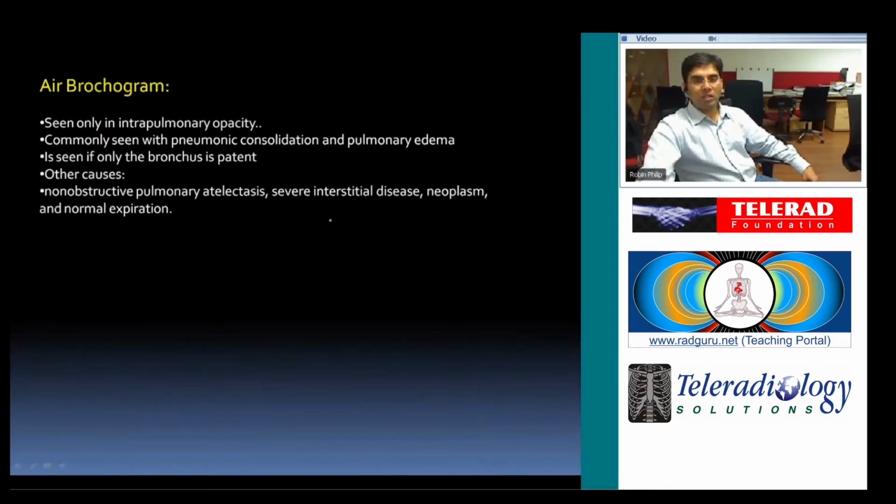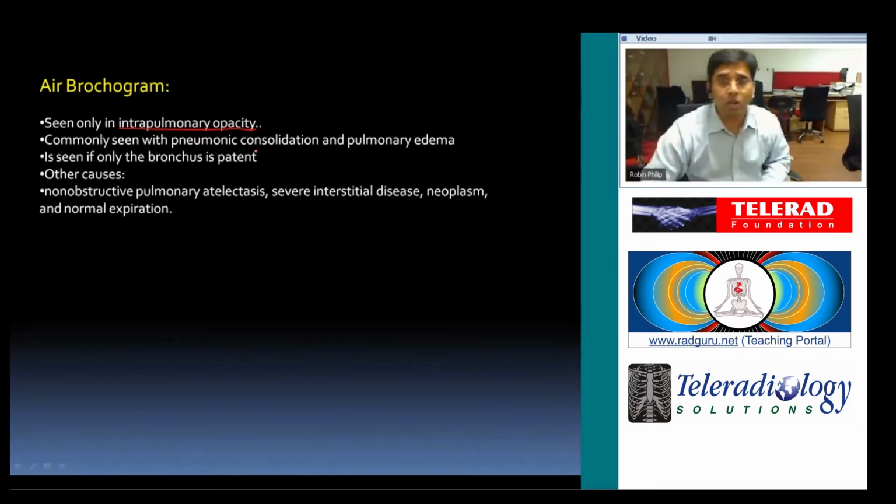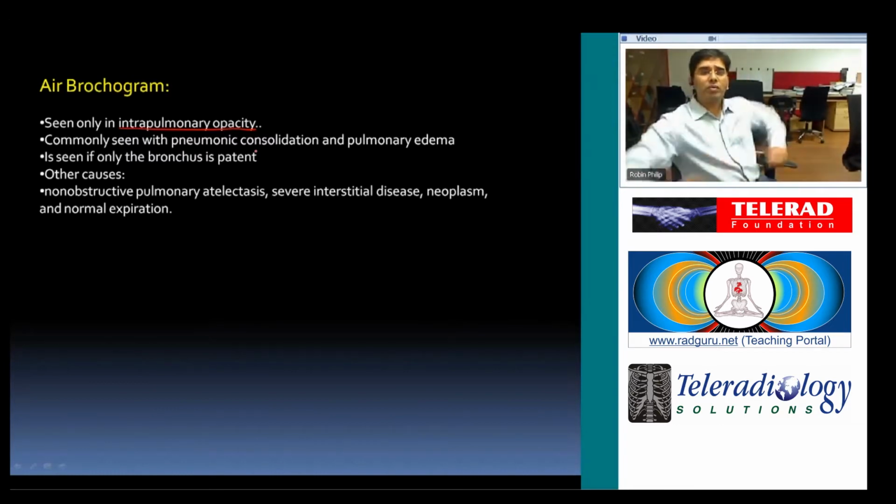So another important sign is this air bronchogram. You would have often heard this air bronchogram. This is exclusively seen with intrapulmonary pathology. And this is commonly seen with either pneumonic consolidation or pulmonary edema. And this would be seen only if the bronchus is patent. If the proximal bronchus is patent, you would see this air bronchogram because the air column is patent, hence you would see it. Otherwise, if it is occluded totally, you may not see the air bronchogram at all.